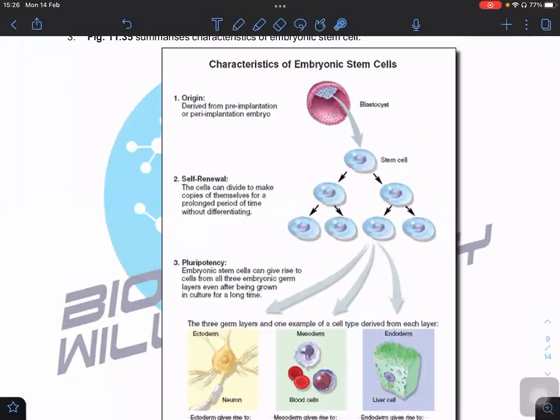So these stem cells have cell renewal. It means that some of them continue to become stem cells, some of them develop into organs and tissues.